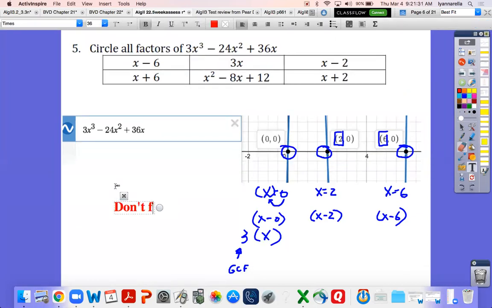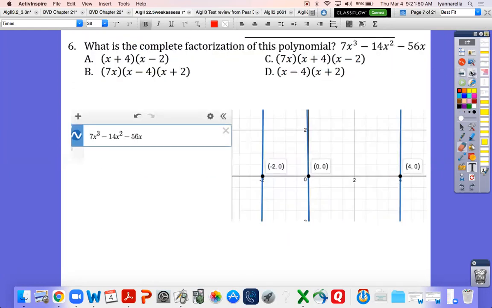Don't forget to circle GCF. Okay, because sometimes they separate it from the X and they'll have a 3 off to the side. And that's how students miss these questions. And I'm like, how did they miss it? Oh, the GCF. Okay, so I think we've answered this one pretty well too.